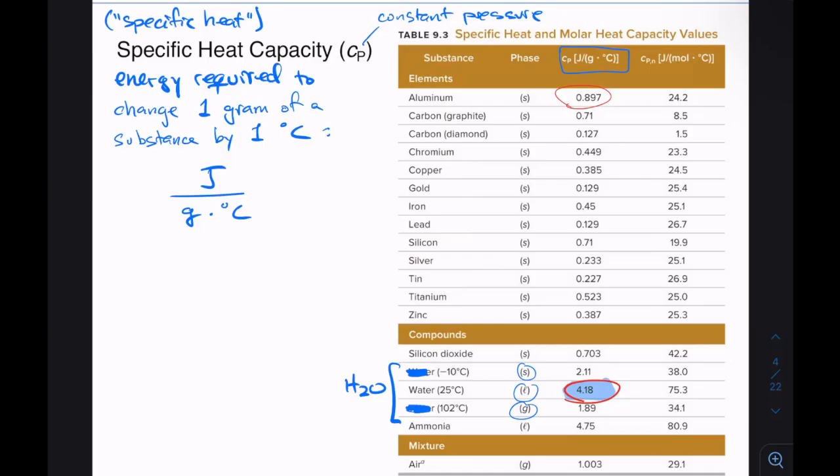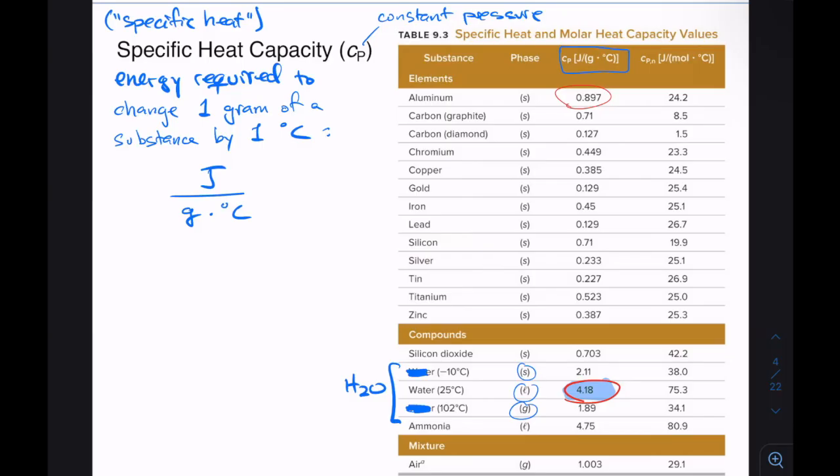But keep in mind now that when we follow the energy flow, is it going into the water or out of the water? Is it going into the system or out of the system? The magnitude of that energy change is dictated by the specific heat capacity, but the sign that we put on it, positive or negative, okay, that's going to change. Okay, so that's specific heat capacity.